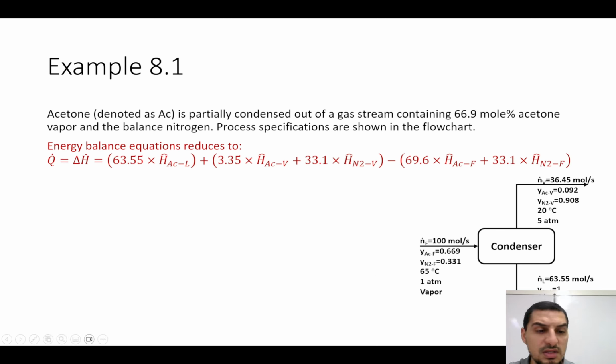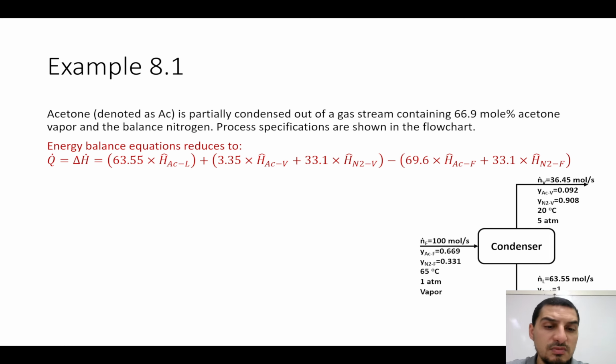So the product is acetone liquid multiplied by its flow rate. Of course this is the specific enthalpy, and this is the flow rate of the acetone in the top product, which is the mole fraction multiplied by the total flow rate, multiplied by the specific enthalpy of acetone in the vapor, the same for nitrogen in the vapor, minus the number of moles of acetone in the feed multiplied by the specific enthalpy of acetone in the feed, and the number of moles of nitrogen in the feed multiplied by the specific enthalpy of nitrogen in the feed.